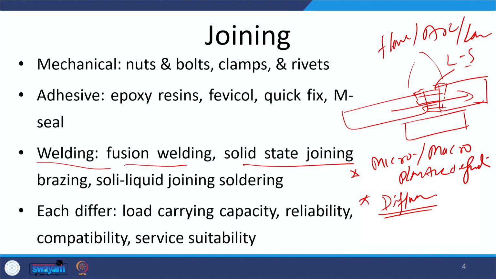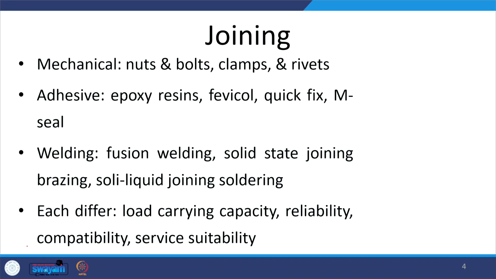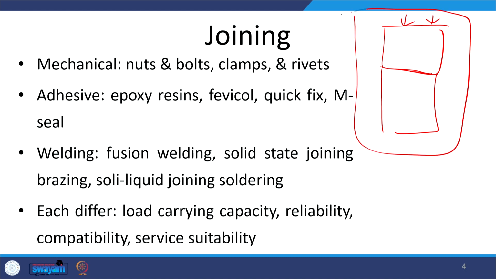So, in that case what we do basically, the two components to be joined are smoothly polished, finished, and under the normal load they are kept in vacuum at high temperature. So, three things: vacuum, high temperature and pressure. When this happens, diffusion across the interface takes place, and that leads to the development of joint in case of diffusion bonding or diffusion based joining process.